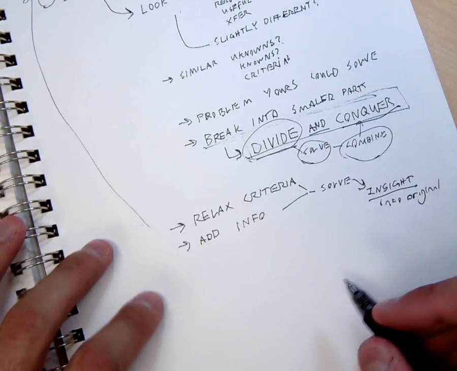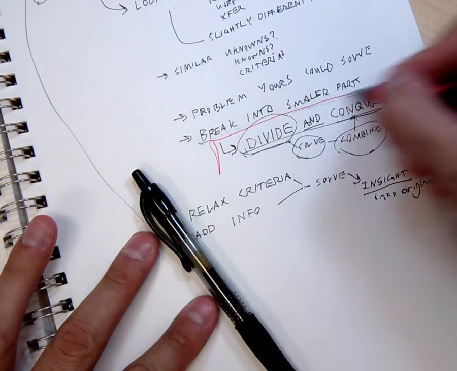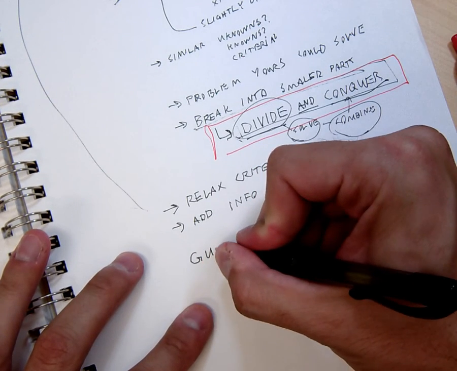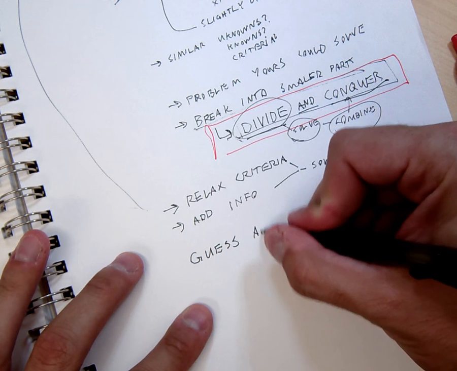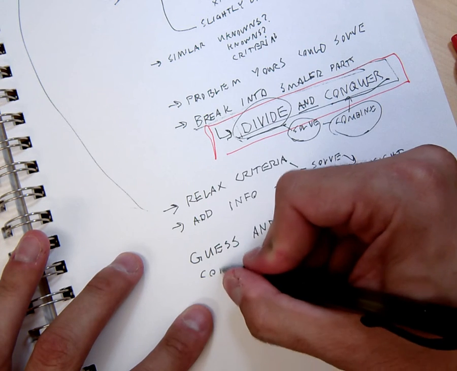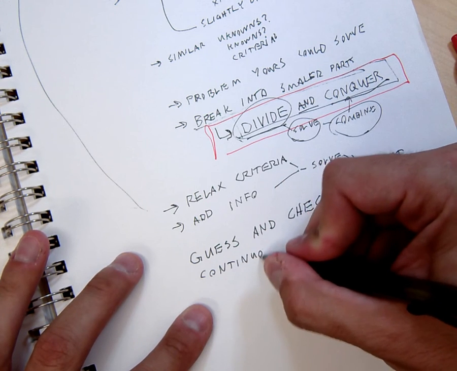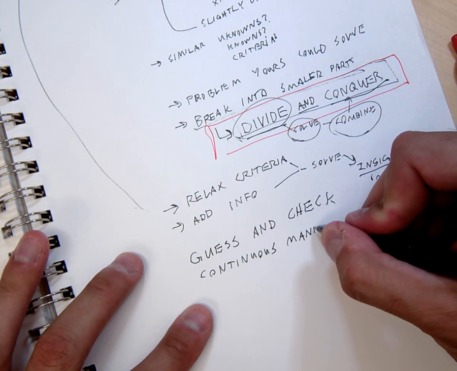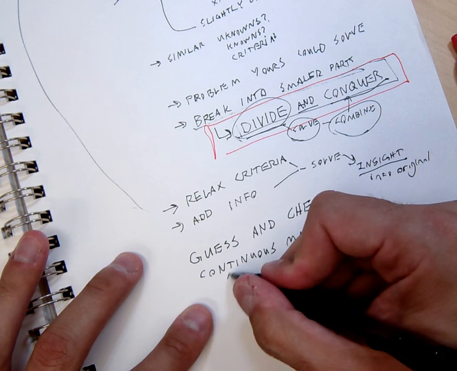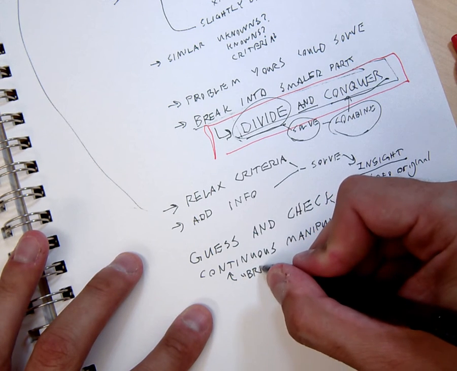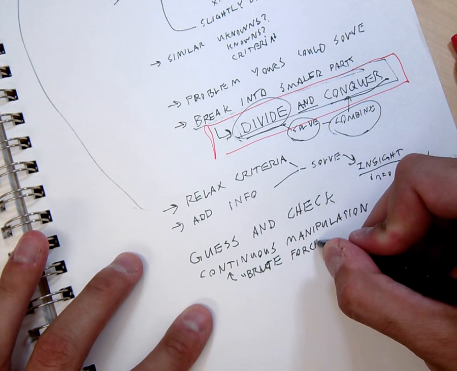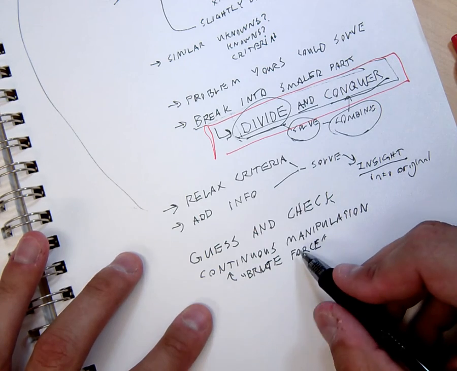There are some big ones. So I've got here, I'll circle in red, divide and conquer. That's a huge one. There's another thing I'm going to throw in here, which is guess and check, and a related idea of continuous manipulation. And this one is kind of like your brute force approach, which isn't likely to work for interesting problems, but you can still learn from it. And it's generally the first thing that I want to try.